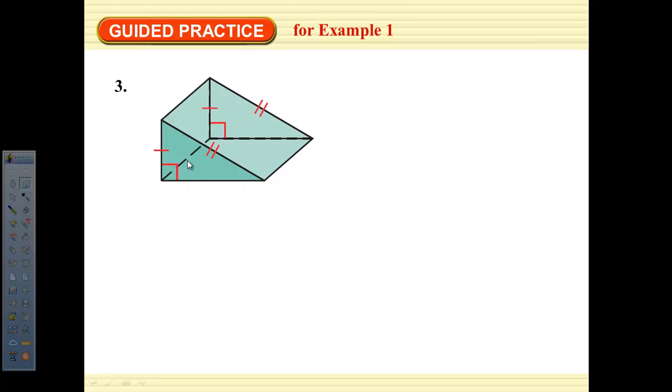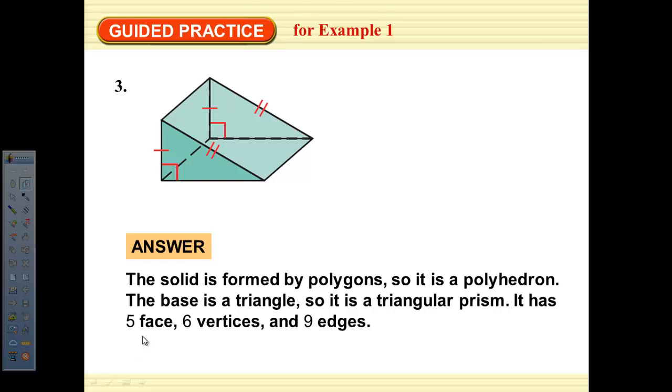There are 1, 2 bases and then 1, 2, 3 faces, so altogether the number of faces would be 5. The number of vertices, we've got 1, 2, 3, 4 on the bottom, and then 5 and 6 up top here, so there's 6 vertices. And the number of edges, we've got 1, 2, 3, 4 on the bottom, and then we've got 5 and 6 and 7 and 8 and 9. Okay, 5 faces, 6 vertices, 9 edges. And that's it. Thanks.